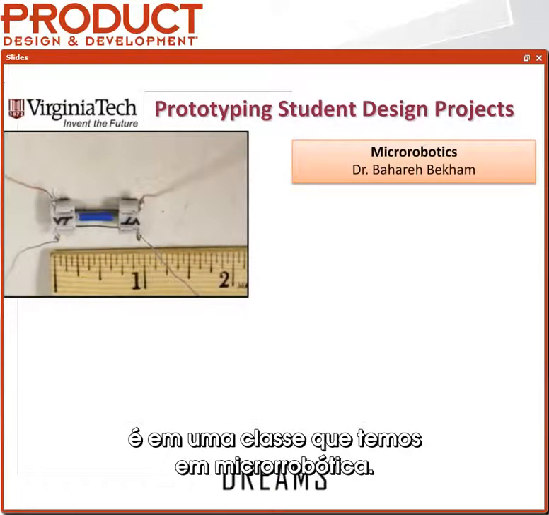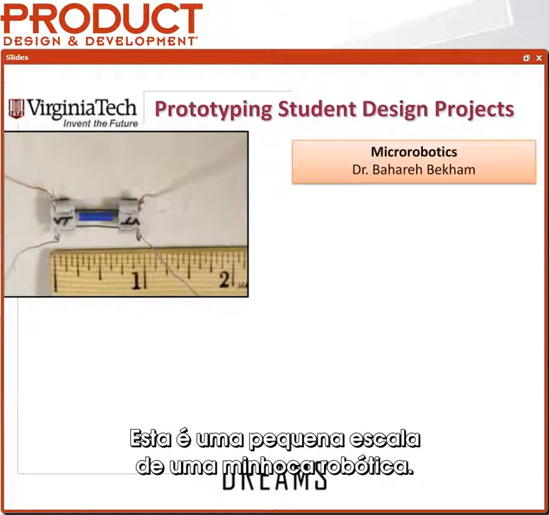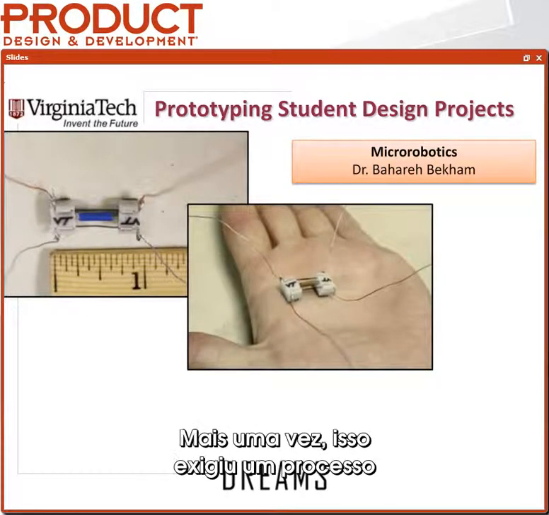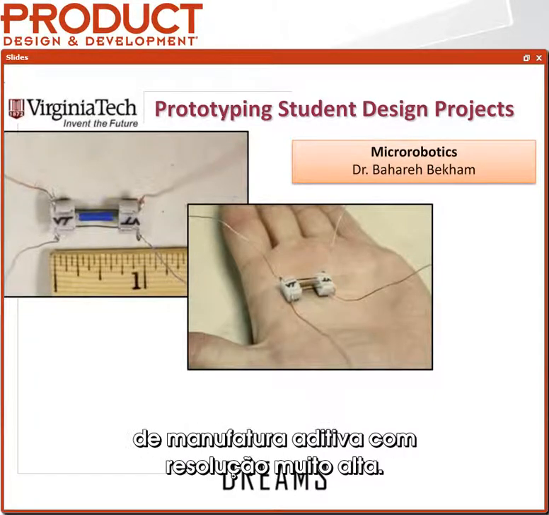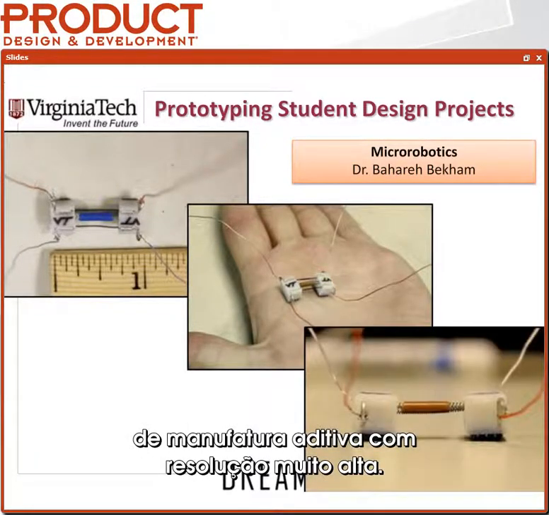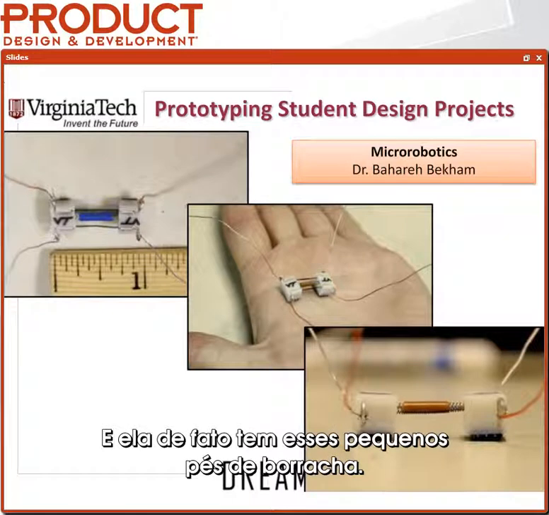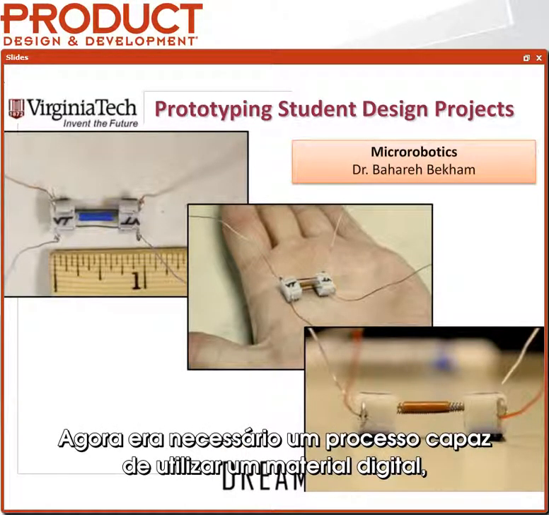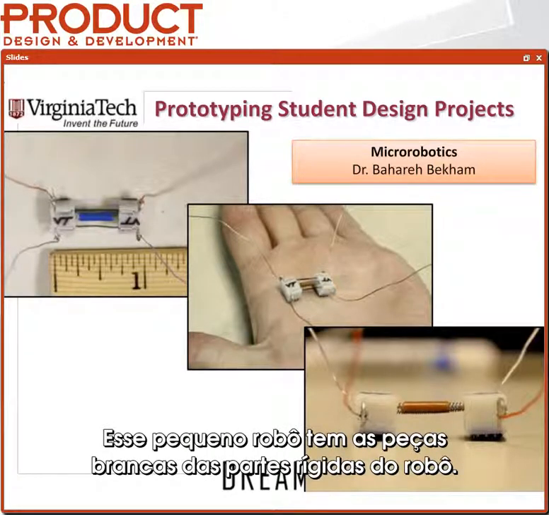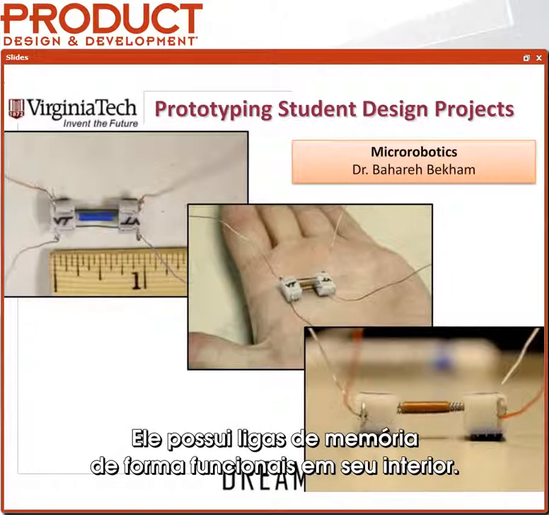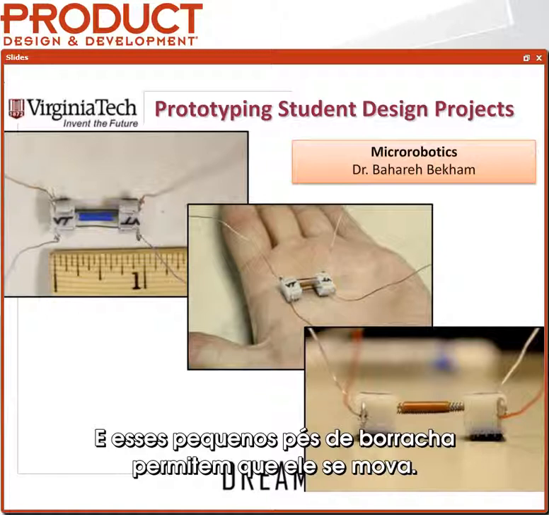Another really unique application is out of a class that we have in micro-robotics. This is a small-scale robotic inchworm. Again, this required an additive manufacturing process that had a very high resolution. It's got these small little rubber feet, so this required a process with a digital material, or the ability to make multiple materials. This small robot has the white parts, which are the stiff pieces of the robot. It has functional shape memory alloys inside of it, and these little rubber feet allow it to move.